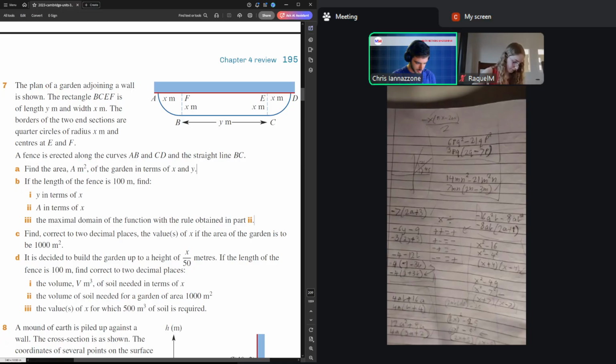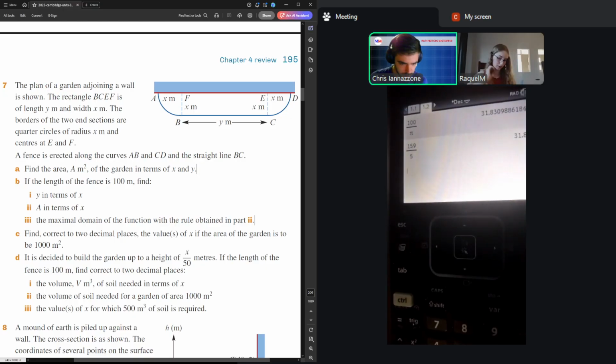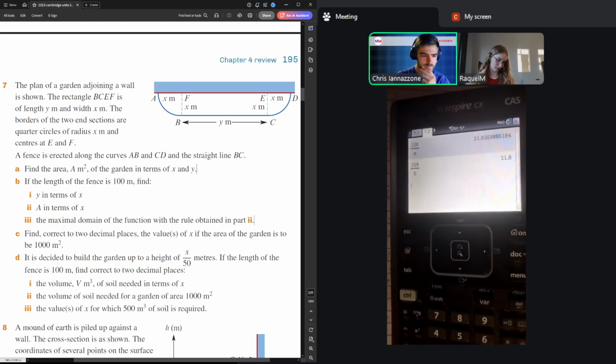Get over pi. Yeah, it's the right number, but you just need to have it in exact. 159 over 5. That's a rounded version. So maybe your CAS only gives 2 decimal places on your thing. Do you? Yeah, this one only did 1.